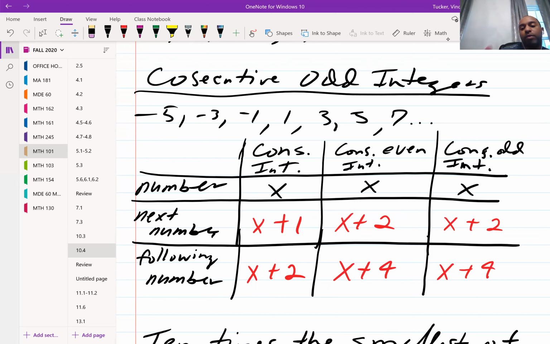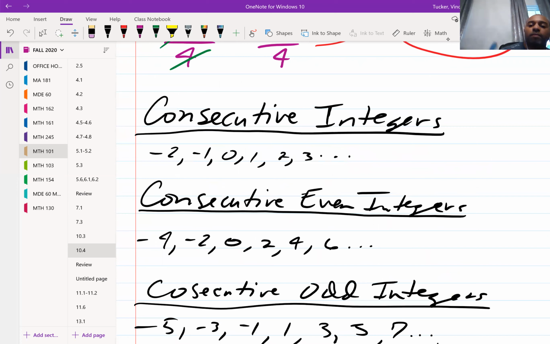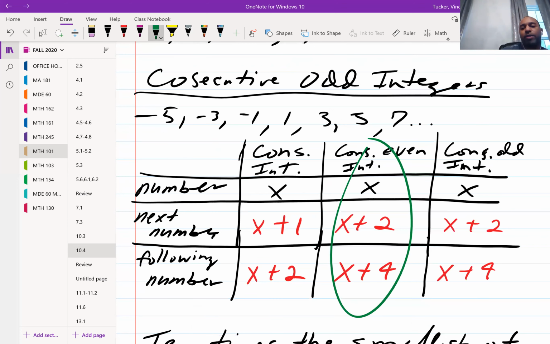And you'll see how this fits when you actually look at a problem in the next portion of the slide. So you go back here, there's only one in between. You just keep adding one. Consecutive even: 2, 4, 6, 8, 10. So you keep adding 2.